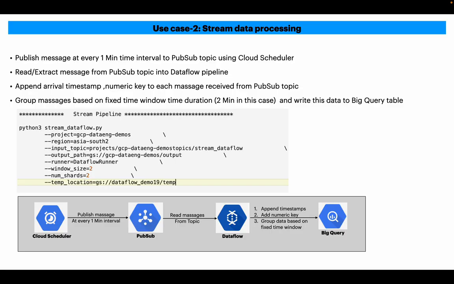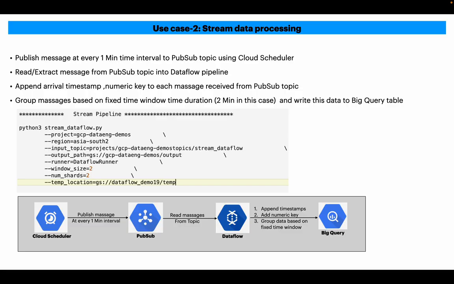Now the output path defaults to some GCS bucket, and the runner is the Dataflow runner, and the temp location is this. The temp location is used by the Dataflow job to write some of its internal files.